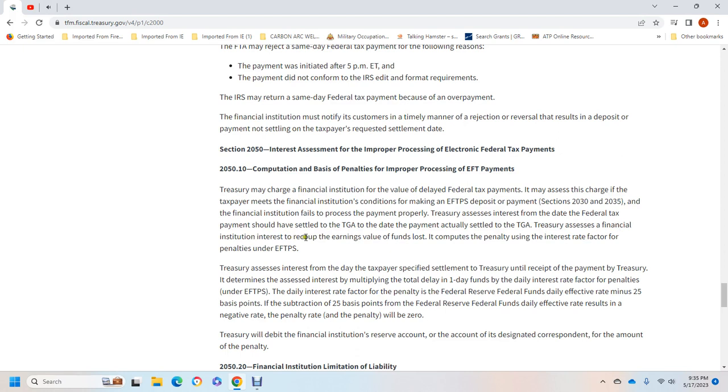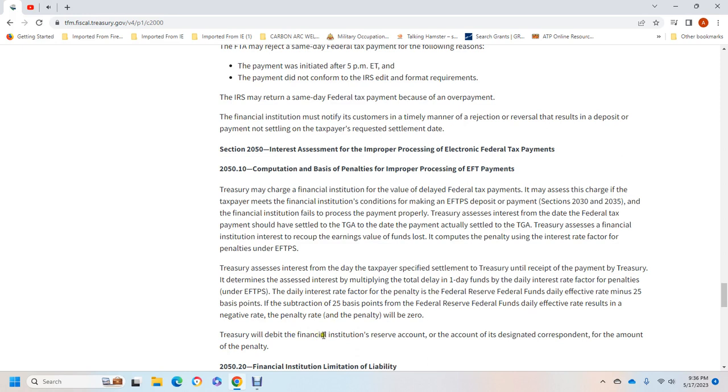Treasury assesses the financial institution interest to recoup the earnings value of the fund loss, and computes the penalty for the interest per factor for the electronic fund tax payment system. Treasury assesses interest for the day of the taxpayer's specified settlement of the Treasury until the receipt of the payment. Treasury determines the interest by multiplying the total delay of 1 day by the fund delay interest rate factor. The delay daily interest rate factor for the penalty is the Federal Reserve Funds daily effective rate minus 25 basis points. If subtracting 25 basis points from the Federal Reserve Funds daily effective rate results in a negative rate, the penalty rate will be 0.